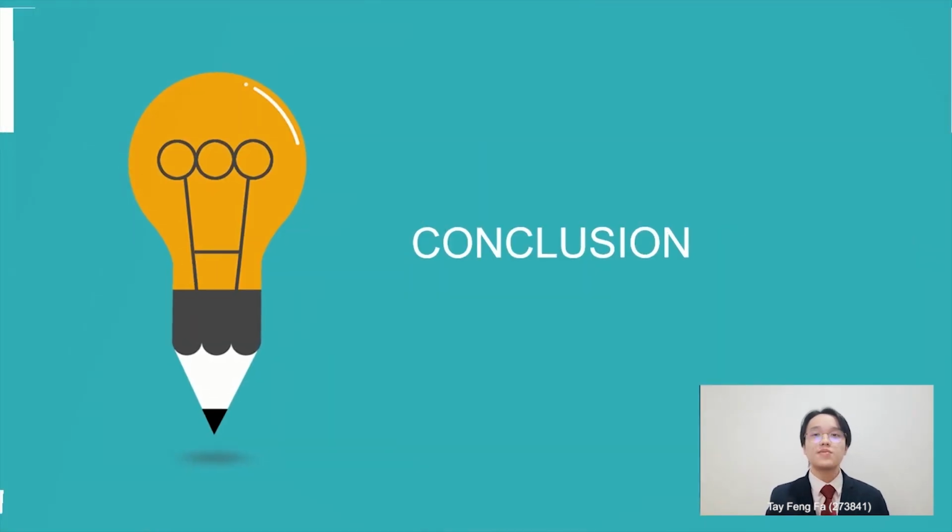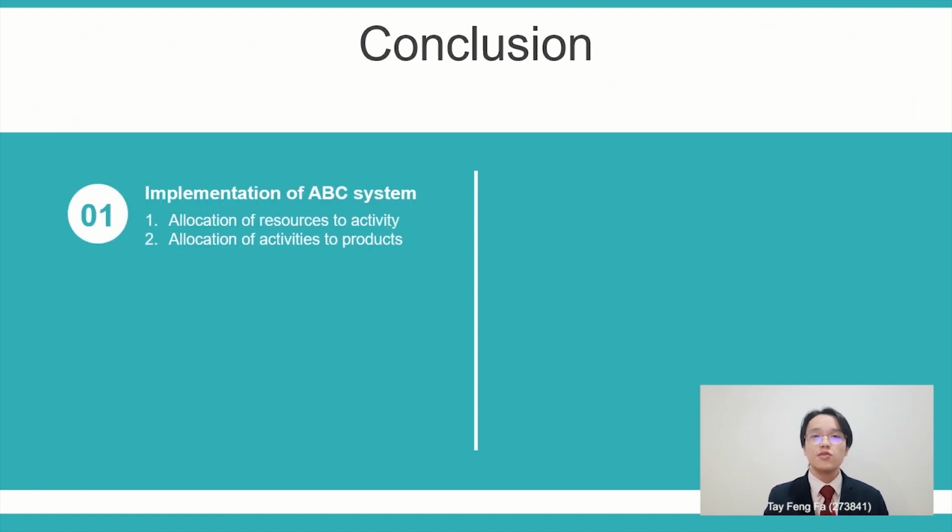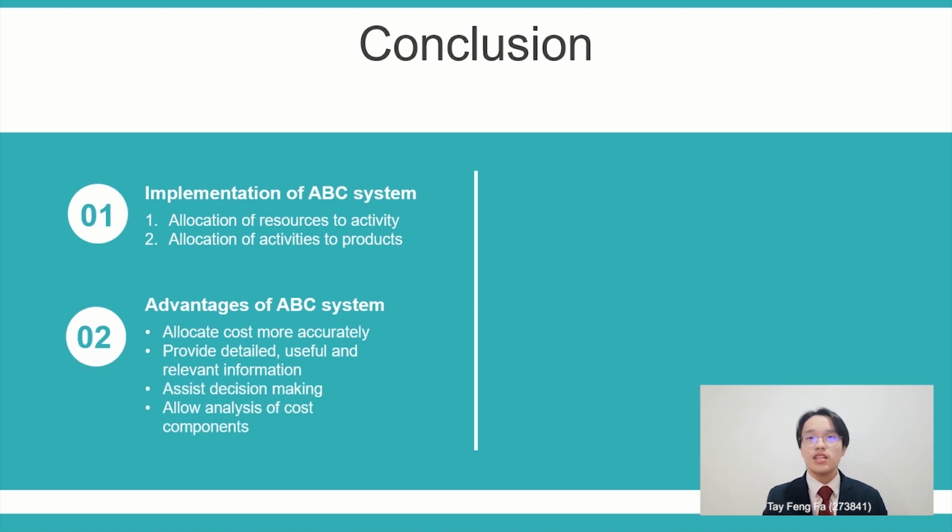Moving on to the last part of this presentation, the conclusion. In conclusion, there are two phases involved in the implementation of an activity-based costing system in a company: the first phase is the allocation of resources to activities, and the second phase is the allocation of activities to products. After the implementation of an activity-based costing system, a company can allocate costs more accurately to its products, as its costs are estimated more reliably and more accurately.